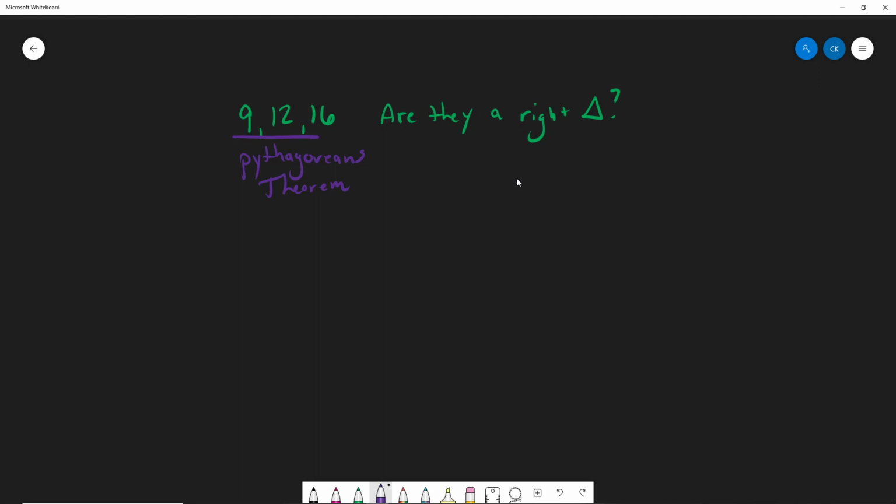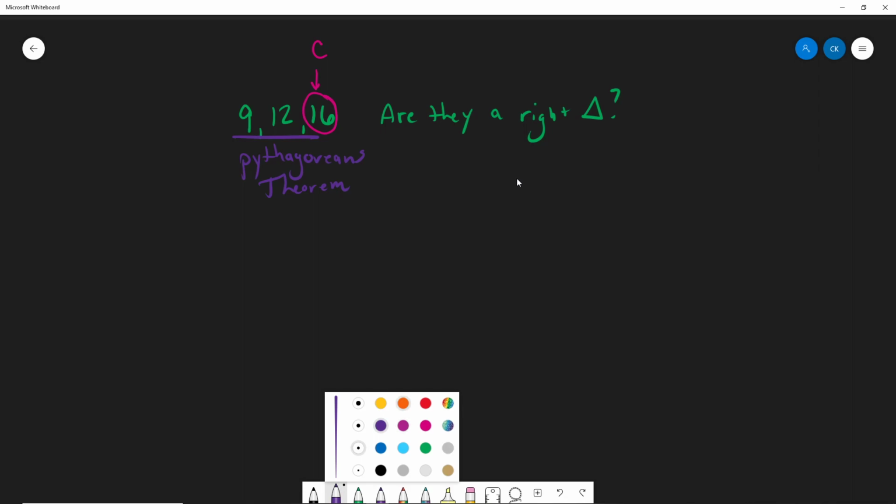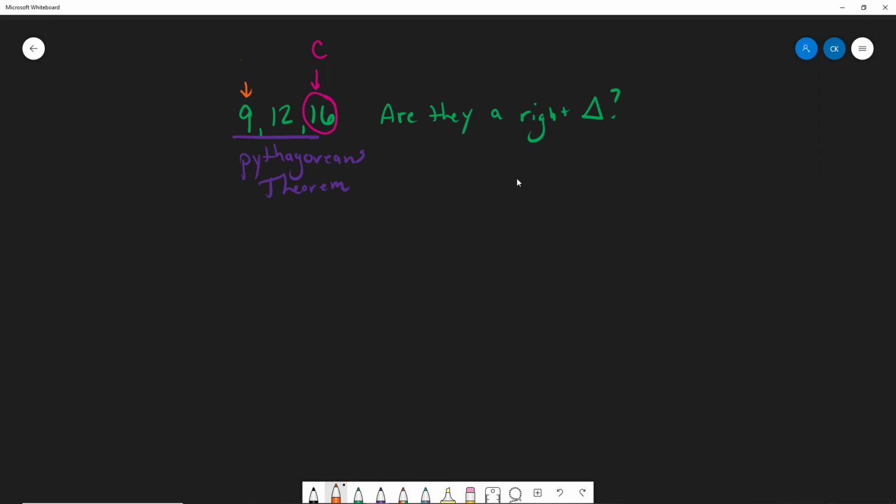So let's test it. When they give us three sides, all we have to do is plug it into Pythagorean's theorem. But the one thing that's most important here is which side is going to be the hypotenuse, because the hypotenuse has to be c. a and b are interchangeable. c is not. c has to be the biggest side. So the first thing I say is, which is the biggest number between 9, 12, and 16? Well, obviously 16 is. So 16 will be my c. I don't care about the other two. It doesn't matter which one is a and which one is b. So for this one, we'll call the 9 a, and we'll call the 12 b.